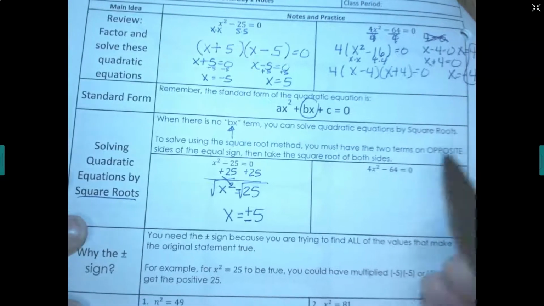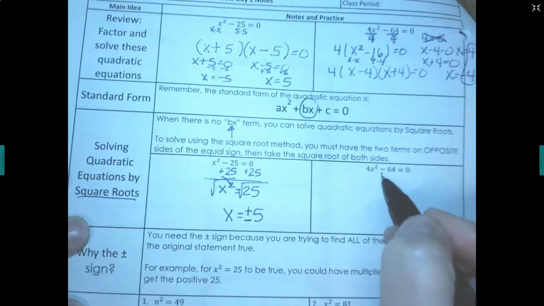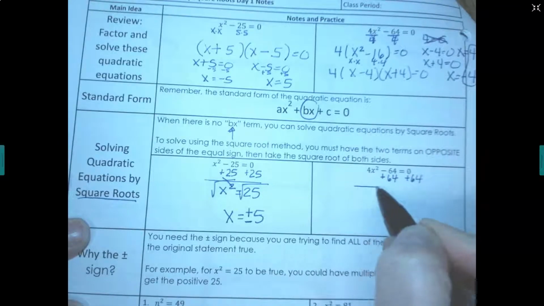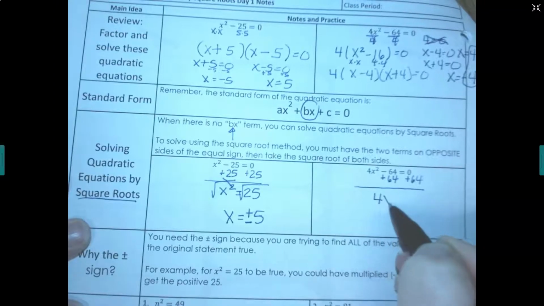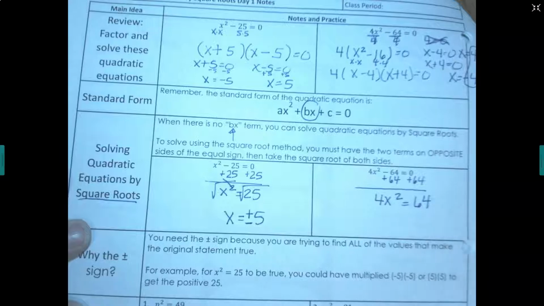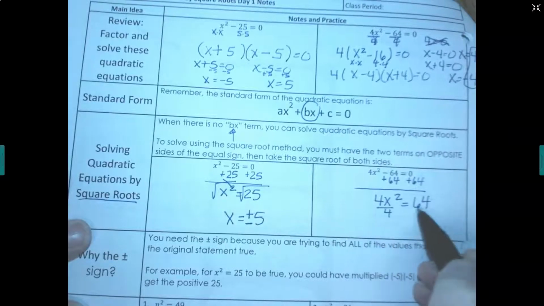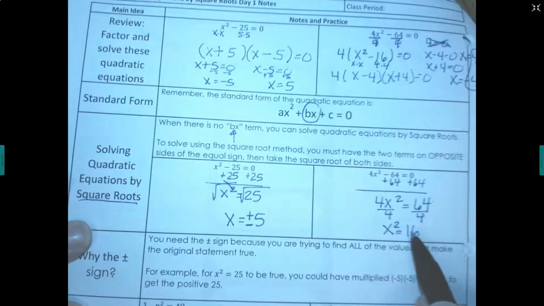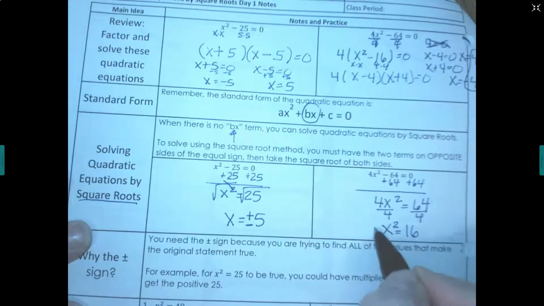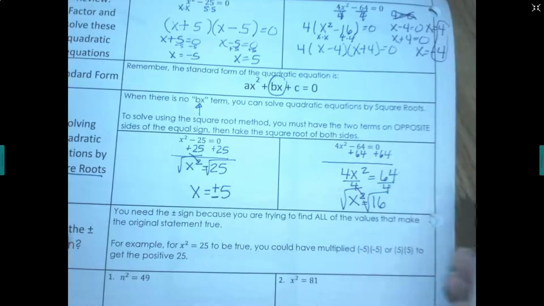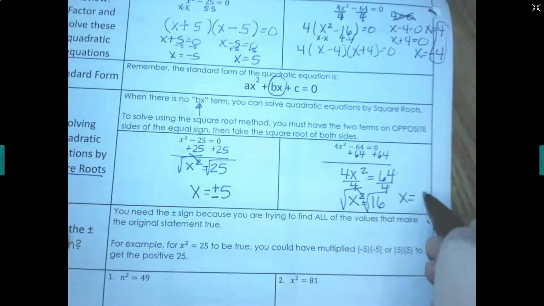So let's try it again. We're going to isolate what's being squared, so we're going to add the 64 to both sides. And we have 4x squared equals 64. And we're trying to isolate what's being squared, so we're going to divide by 4. And we get x squared equals 16. Now you have what's being squared equal to a perfect square. Square root both sides. The square root cancels the squaring on the x. And you get x equals 4.